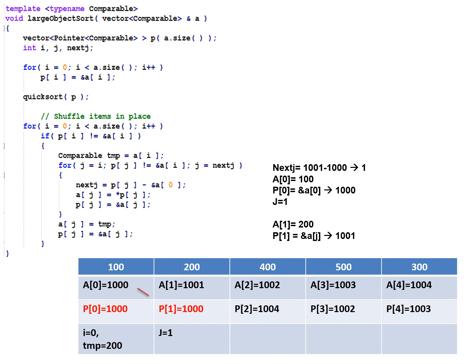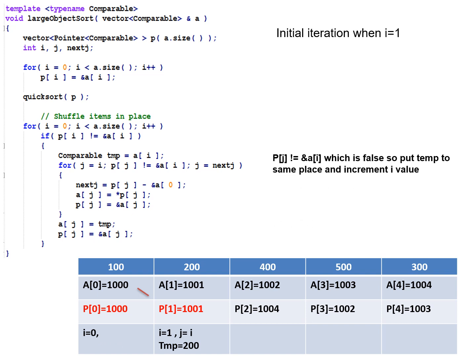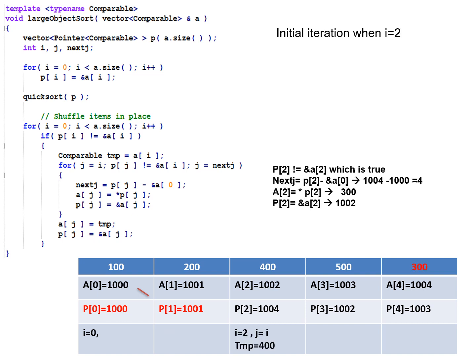Instead, you see p of 1 is pointing to a of 0. That means we have to check i of 1, right? So is p of 1 not equal to a of 1? No, they both are pointing to the same thing. That means we don't have to do anything. So the iteration when i is equal to 1 is not necessary for us. Then go back to the outer loop again, increment i, it becomes 2 now.